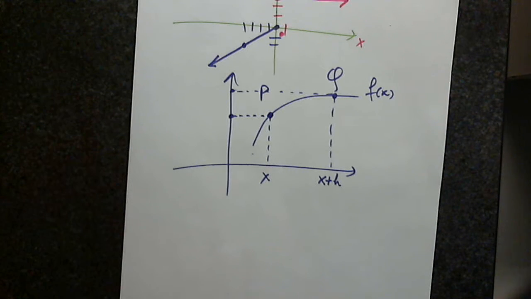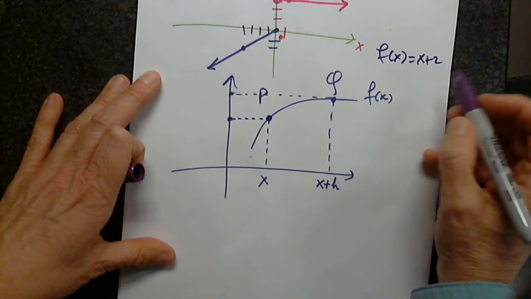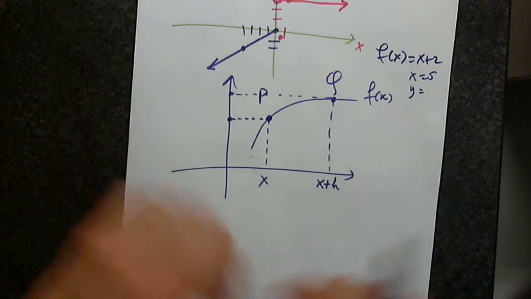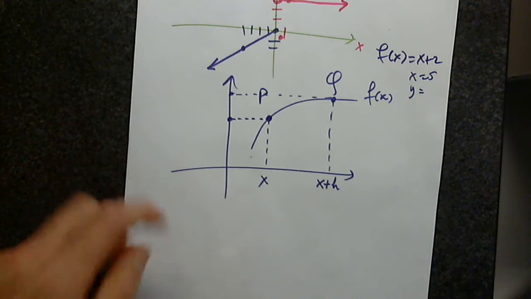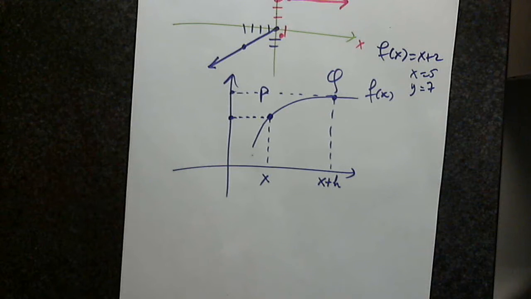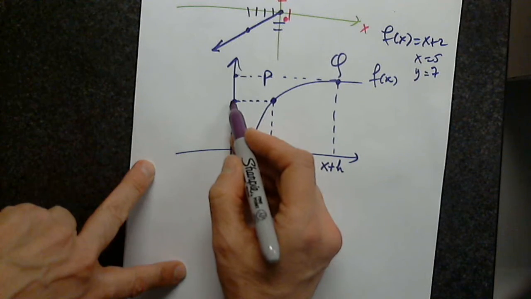How will you determine the y-coordinate? So I'll give you, for example, the function f of x equals x plus 2. And I say x equals 5. And I'm asking you to find the y. What would you do? Right, so you'll get 7. So the point will be x comma f of x. Or 5 comma f of 5.